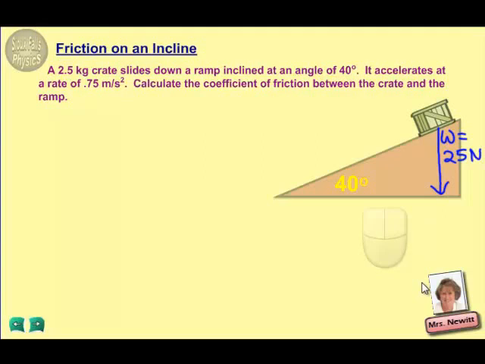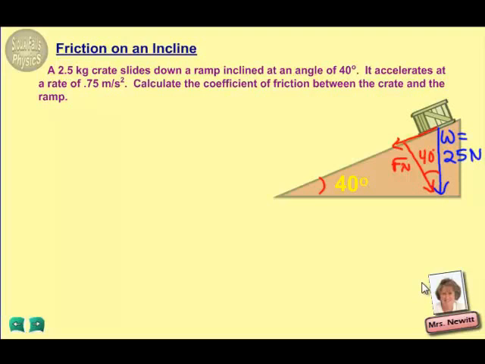Notice, first of all, that we're going to have one component that is directed down the ramp. That's part of the weight that's causing that crate to slide down the ramp and also causing it to accelerate in this case. And then we have another component of the weight that's directed perpendicular to the surface of the ramp, and that is the part that will function as the normal force. Our 40-degree angle, which is down here at the corner of the ramp, is the same as this angle in our little triangle here.